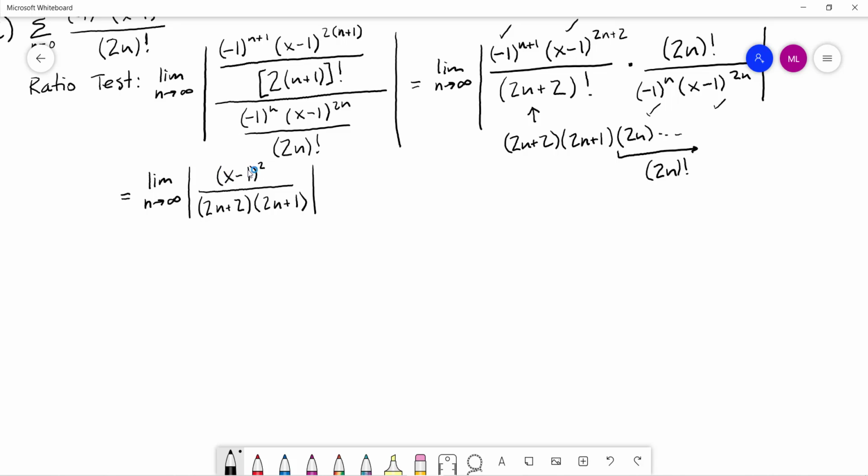This term, the x minus 1 squared, as far as the n is concerned, this is a constant, so I can pull that outside the limit. So I've got x minus 1 squared sitting outside of the limit, and I've got the limit as n goes to infinity of 1 over 2n plus 2 times 2n plus 1.